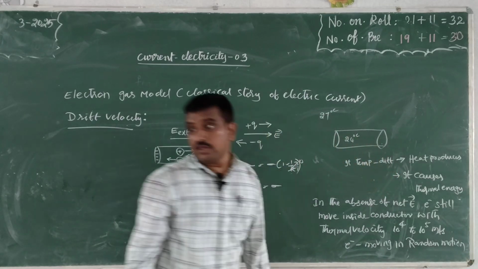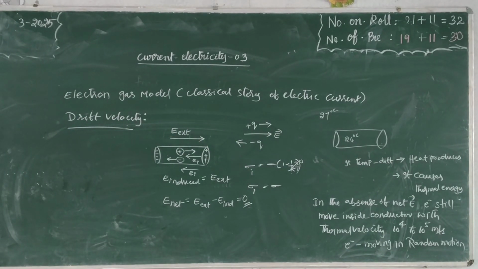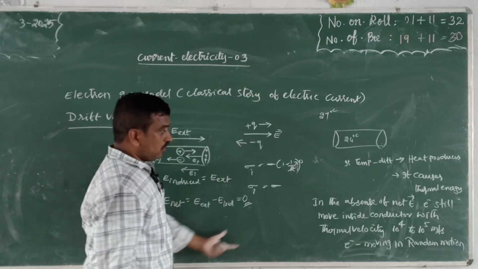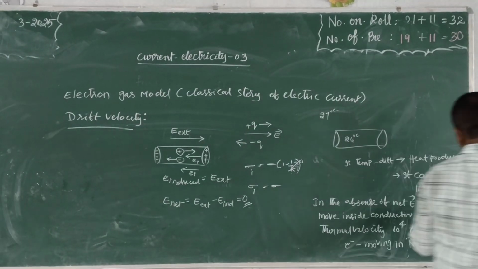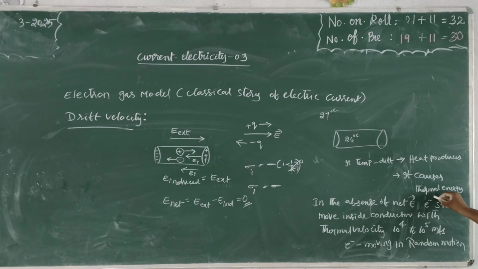What is the motion here? Random motion. Electrons are in random motion. In the absence of a net electric field, electrons still move inside the conductor with thermal velocity 10 power 4 to 10 power 5 meter per second. So the electrons are moving in random motion.